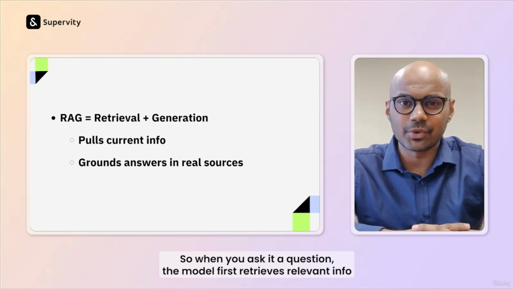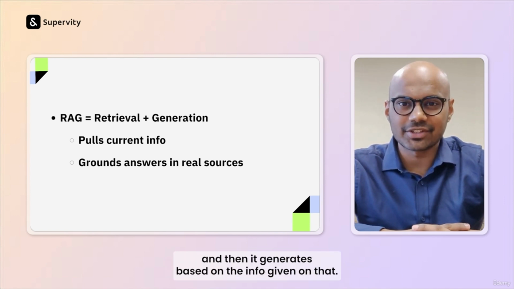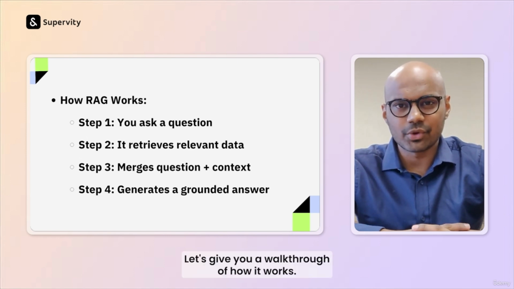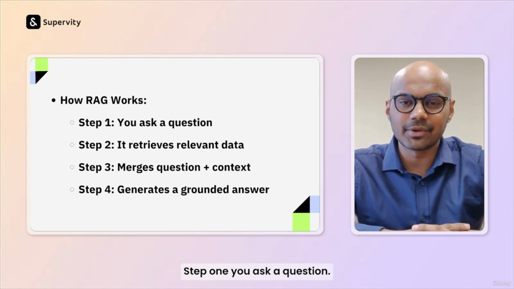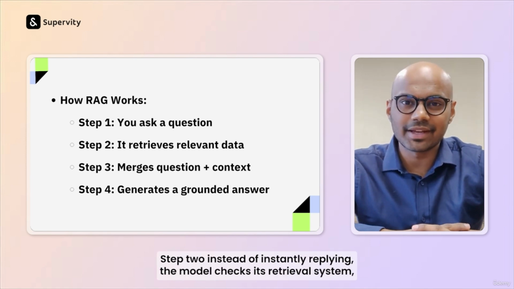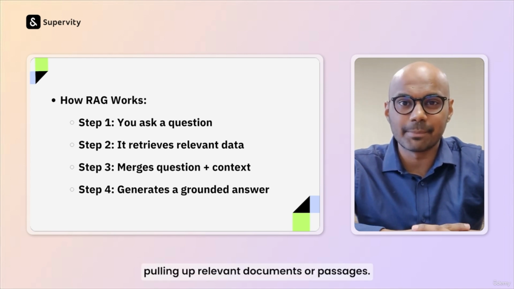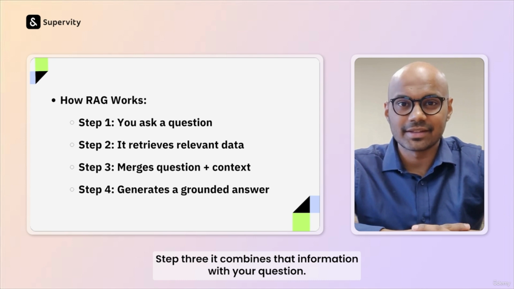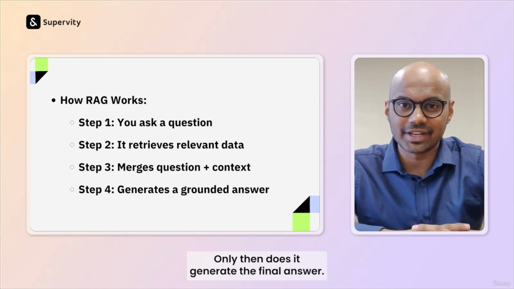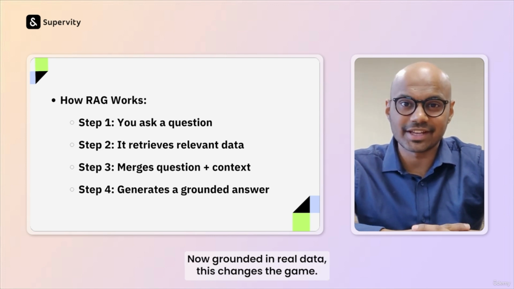So when you ask it a question, the model first retrieves relevant info and then it generates based on the info given. Let me give you a walkthrough of how it works. Step 1, you ask a question. Step 2, instead of instantly replying, the model checks its retrieval system, pulling up relevant documents or passages. Step 3, it combines that information with your question. Step 4, only then does it generate the final answer, now grounded in real data.